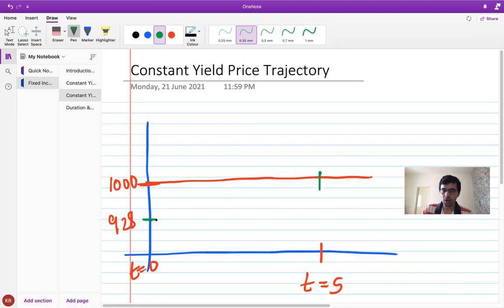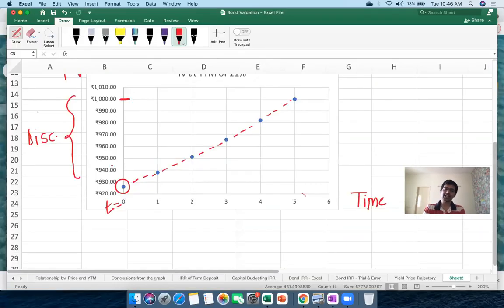For a discount bond, it's not going to be a straight line. Let me just redraw it. It's going to be a curve, somewhat like this. I will show it to you even in the actual graph. So it's actually not going to be a straight line, although in Excel it might appear to you like a straight line. It's actually going to be a curve which is sloping upwards.